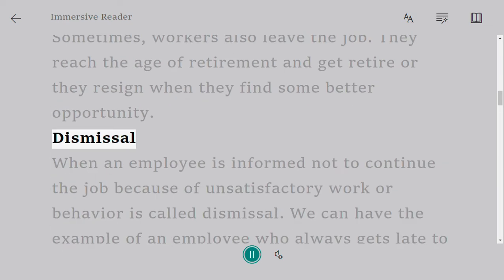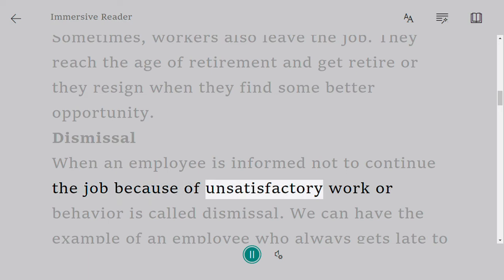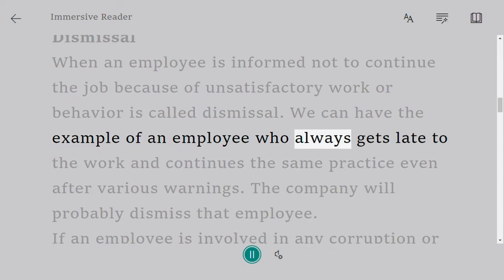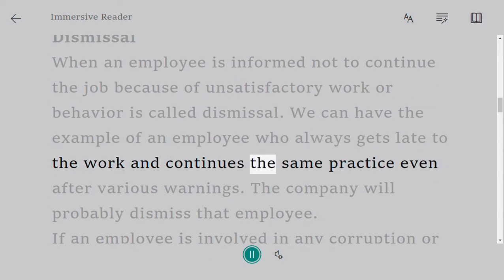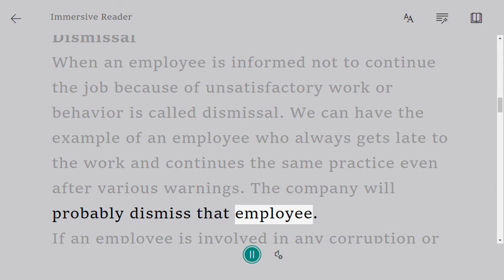Dismissal. When an employee is informed not to continue the job because of unsatisfactory work or behavior, it is called dismissal. We can have the example of an employee who always gets late to work and continues the same practice even after various warnings. The company will probably dismiss that employee.